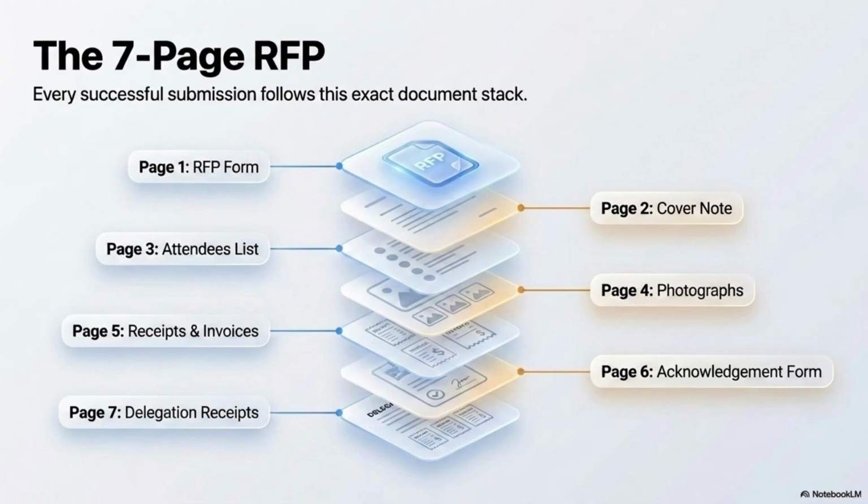Consider this 7-page stack, your visual roadmap for our time together today. Every successful submission follows this exact sequential structure. It goes the RFP form, the cover note, the attendees list, photographs, receipts, the acknowledgement form, and lastly, delegation receipts. Following this exact order isn't just a polite suggestion, it's literally the secret to 0 rejections. Let's break down each layer of this stack, starting from the top.